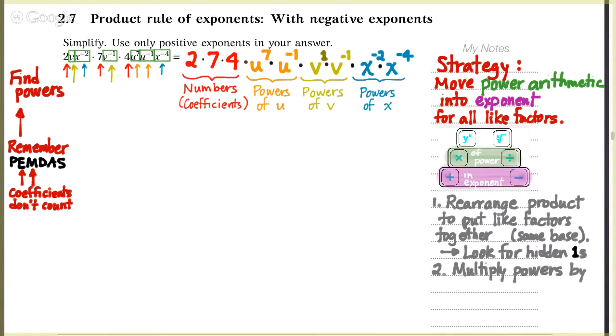Now we can finally move on to multiply these powers. How do we know we're multiplying powers? Well, look at all the multiplication signs that are on that row. The 2 powers of u that we have listed here are being multiplied by one another. The powers of v are being multiplied. The powers of x are being multiplied.